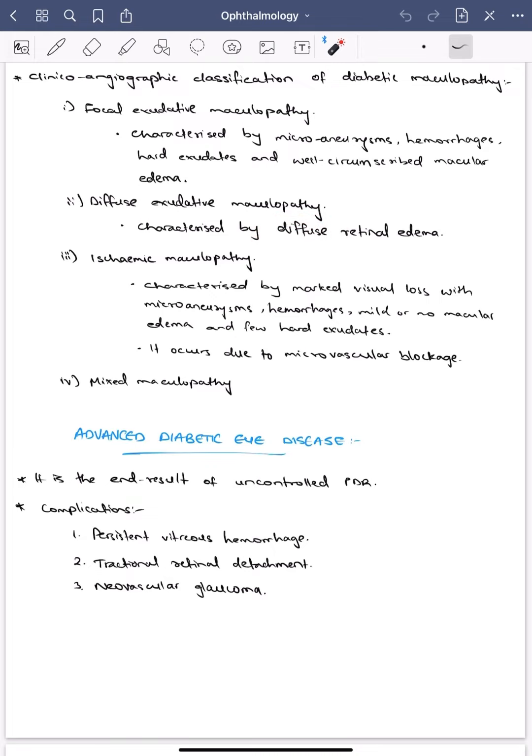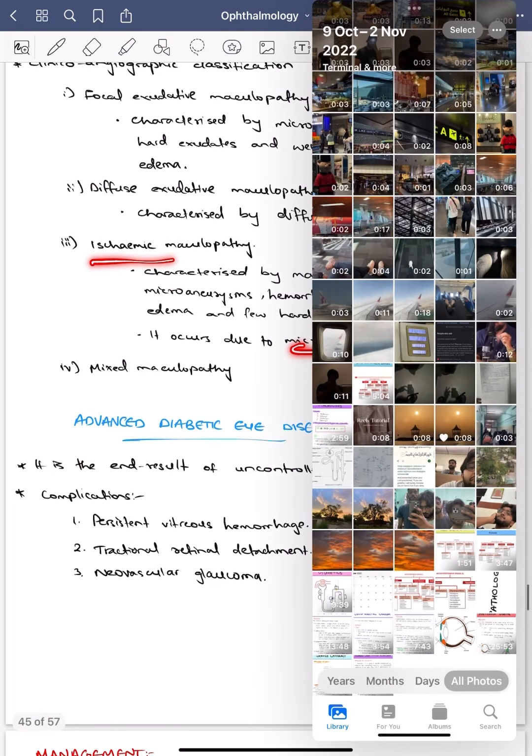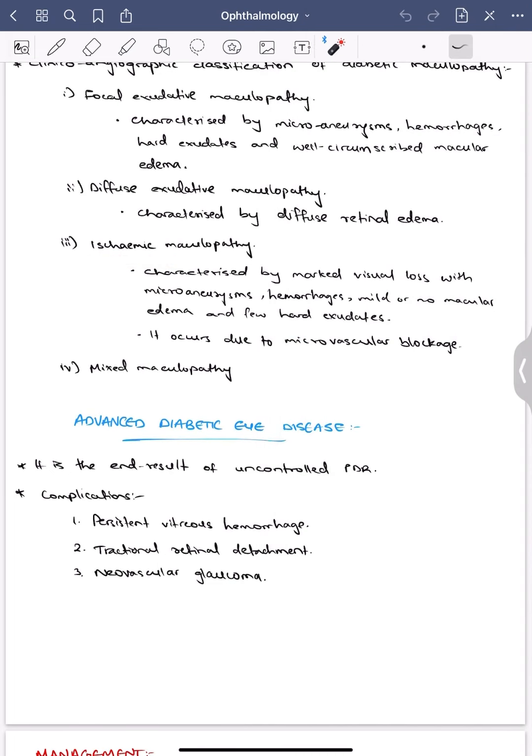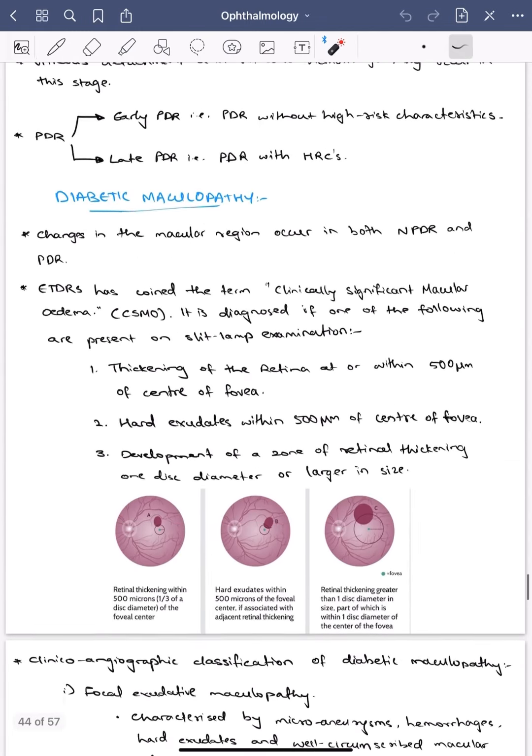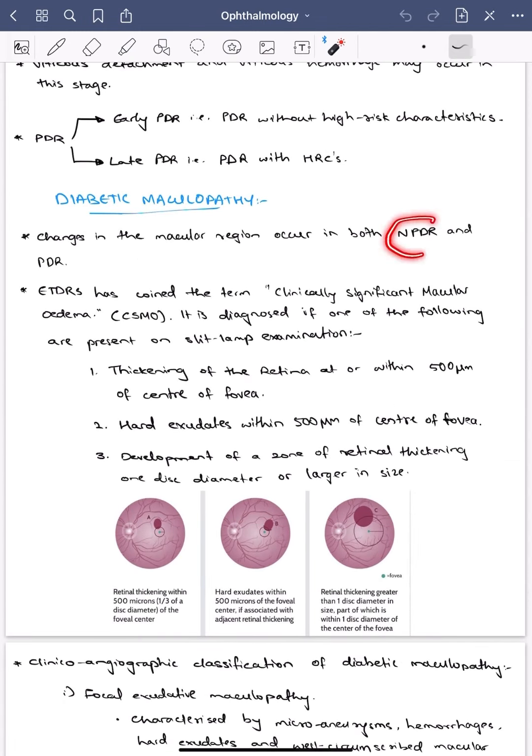Now the third is ischemic maculopathy. Now it is characterized by marked visual loss with microaneurysms, hemorrhages, mild or no macular edema and few hard exudates, and it occurs due to microvascular blockage. Remember, ischemic maculopathy is due to microvascular blockage. And the fourth is mixed maculopathy, which has characteristics of both ischemic and exudative maculopathy. So this is about diabetic maculopathy. So remember, it can occur in both NPDR and PDR.